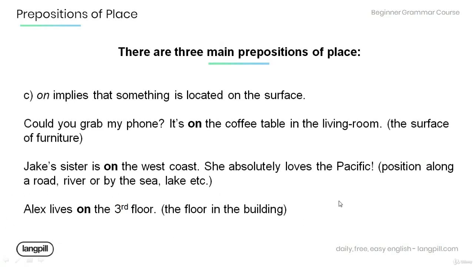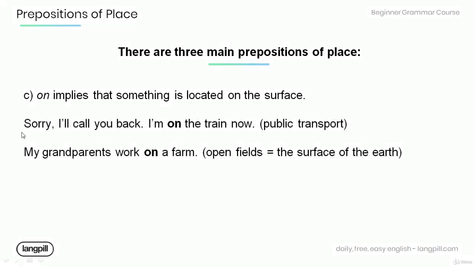And in this sentence, Alex lives on the third floor. The preposition of place on implies that Alex lives on a certain floor in the building. And in this sentence, sorry, I'll call you back. I'm on the train now.